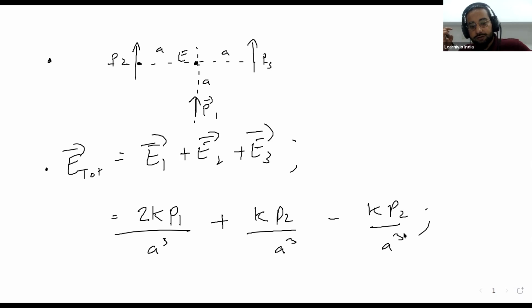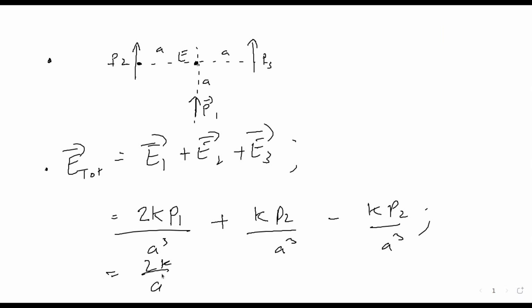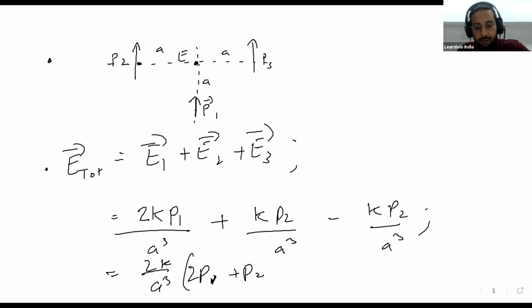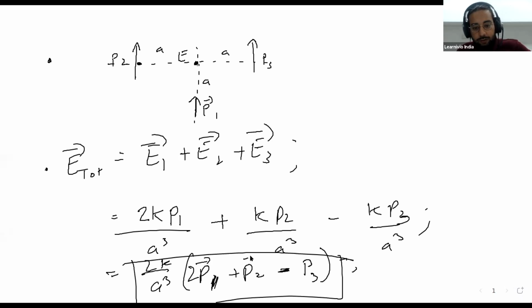Does this make sense? Yes, sir. So 2p1 plus p2 minus p3. Essentially, this is what the total electric field would look like. So this is when we have to add three electric fields.